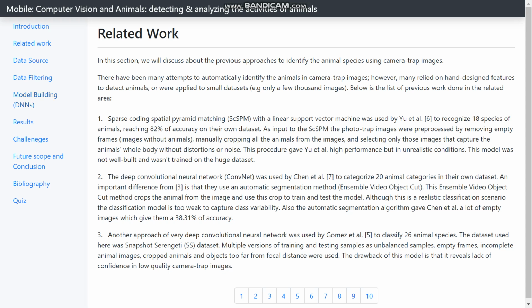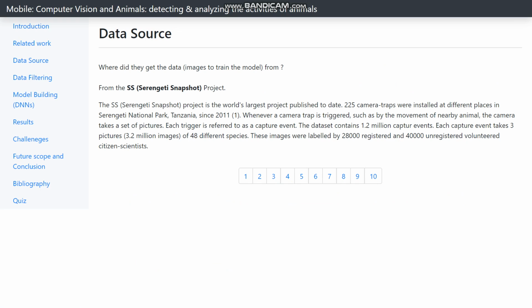So let's move forward to the data source. Here, as I mentioned before, the Snapshot Serengeti database is the main data source for this project. So what is this? Snapshot Serengeti is one of the world's largest camera trap projects published to date. Serengeti is a sanctuary in Tanzania. There were 225 camera traps installed at different places in that national park in Tanzania, and they capture an image as soon as they detect movement.